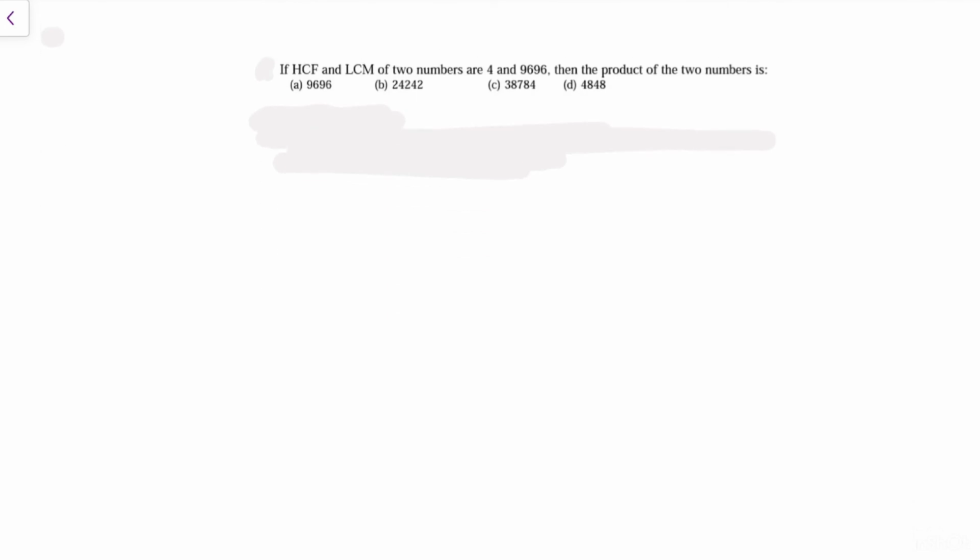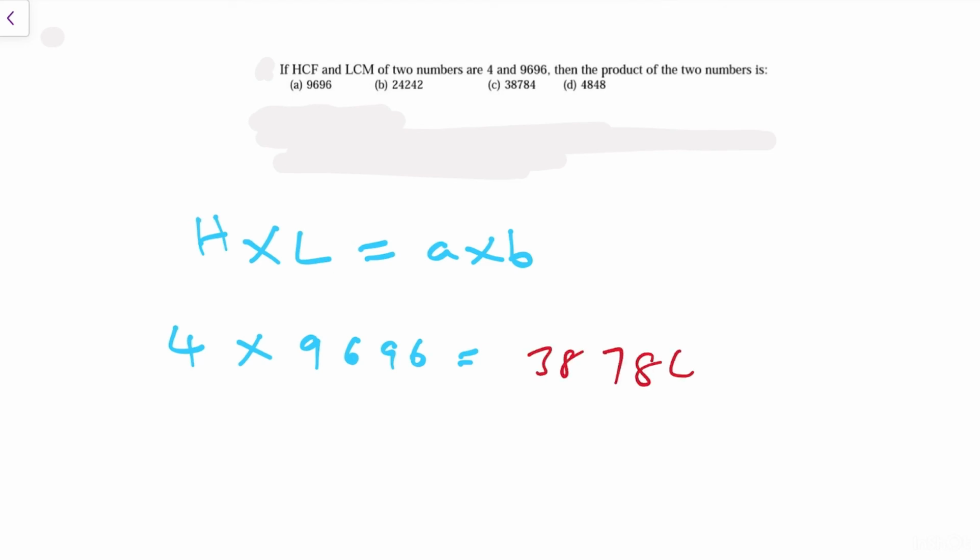Next, HCF and LCM of two numbers is given. Then he is asking to find the product of the two numbers. So already we know the logic: HCF into LCM is equals to the product of the two numbers. HCF is given as 4 and LCM is given as 96. Then he is asking simply to find the product of the two numbers. Just simply if you multiply this, we will get the answer. 96 into 4 is 384. So option C is the correct option.